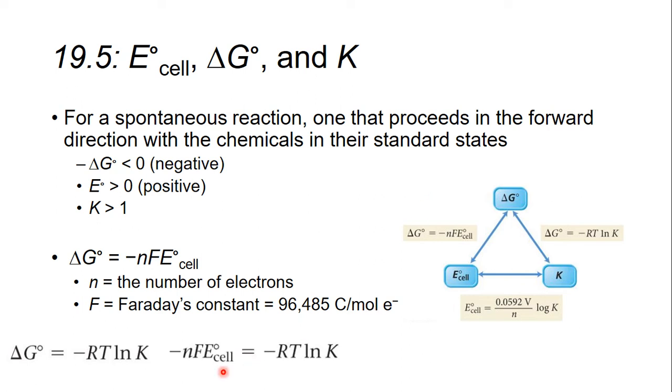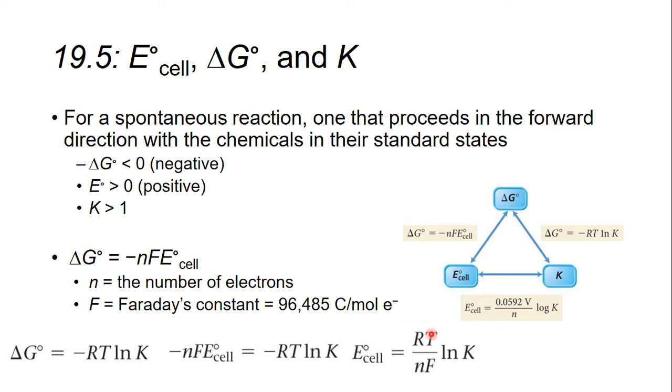And we also have going between E cell and K. All we're doing here is combining the two equations we just learned. We have two equations for delta G, so if we set those equal to each other, we have minus NF E cell equals minus RT ln K. We can just rearrange this to say E cell equals RT divided by NF, times ln K, which is the equation on the diagram.